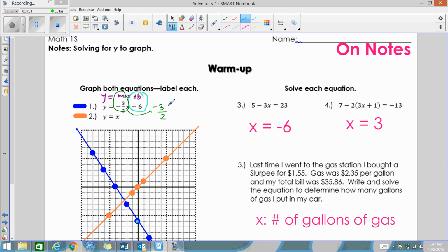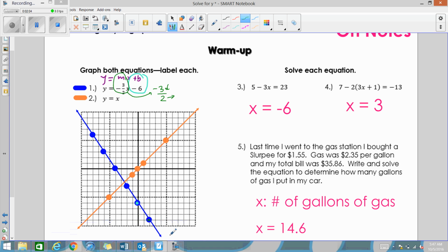I always put the negative up in the top. So that means I'm going down 3 and to the right 2. So from my -6, I go down 1, 2, 3 and over 2. Down 1, 2, 3, over 2. And I keep going until there are no more points. There's only one point that I can go to, so now I go reverse slope. I go up 3, over 2, left 2, up 3, left 2, and I keep going.